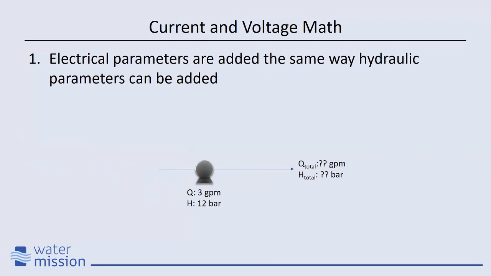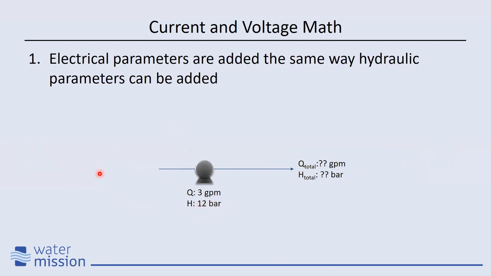Now let's take a step back and talk about water again, okay? So right now we have a pump. This pump, we're going to call it an ideal pump. It behaves only at one point. We're always going to have 3 gallons per minute come out of here. We're always going to generate 12 bars of pressure, okay?